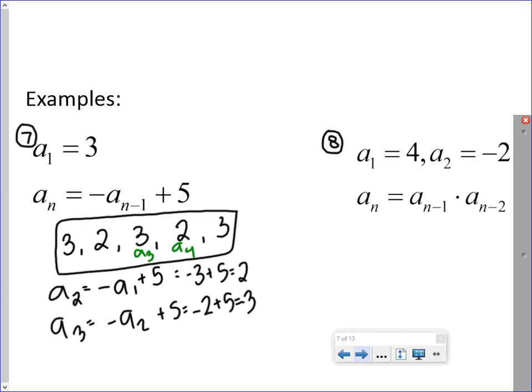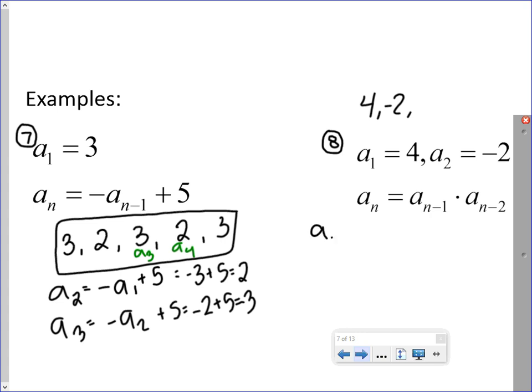Don't be scared by recursive formulas. If they have more than one first term, you're going to get some more subscript notations. But just think about what those n minus 1 and n minus 2 mean. It just means the term before or 2 terms before. So here I know a sub 1 is 4 and a sub 2 is negative 2. If I'm making a list, I already have my first 2 terms, right?